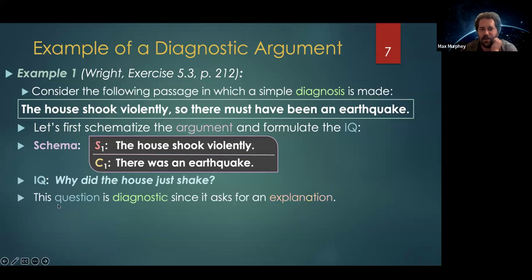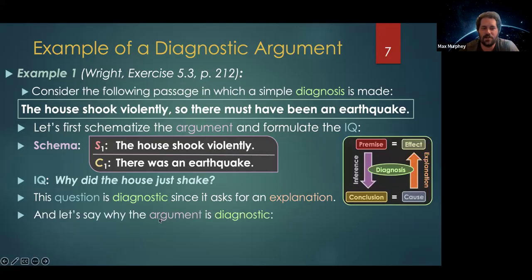Right? And we would call this a diagnostic question since it's a why question that is asking for an explanation or a cause. Okay, somebody please explain why the house just shook violently. I have no idea what's going on, right? Why did that happen? Oh, somebody tells me it was an earthquake. That makes sense. That explains it, right?